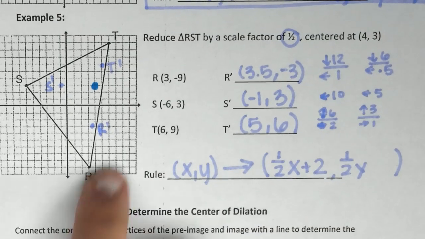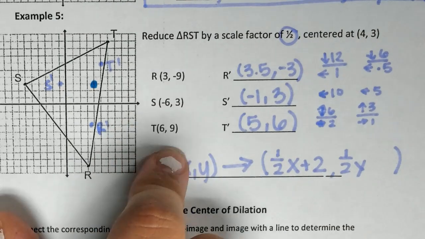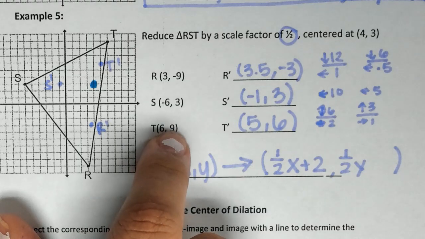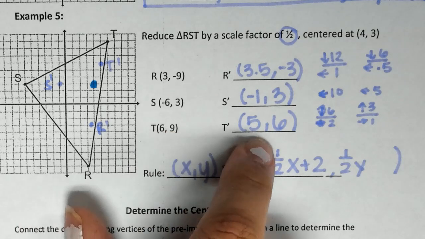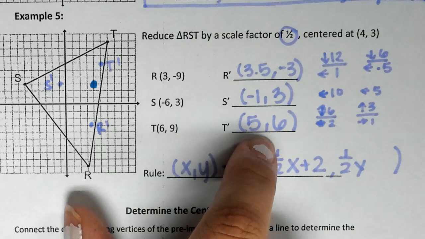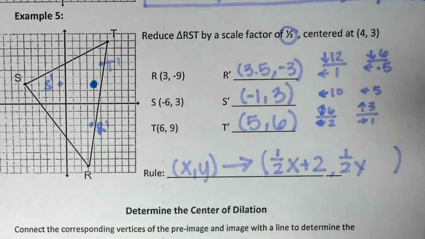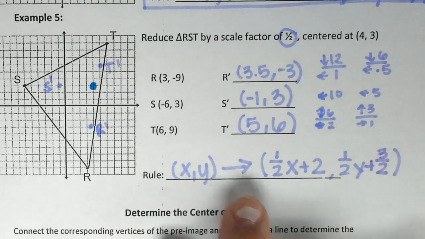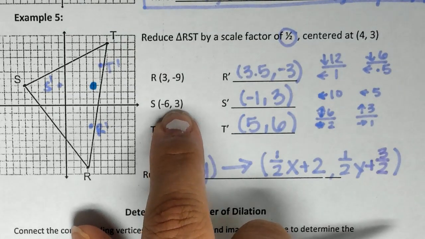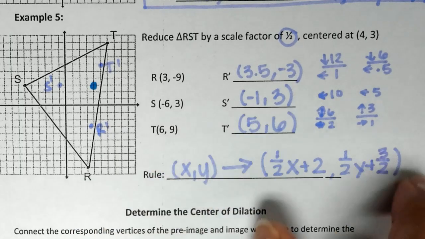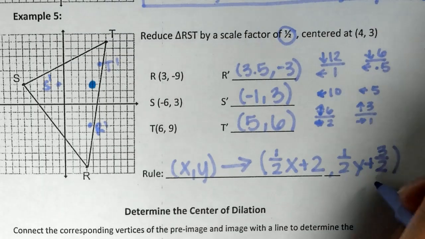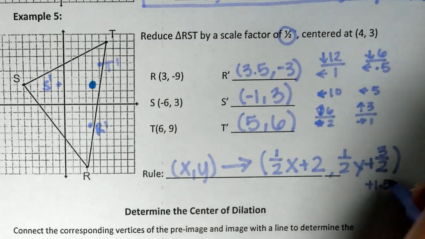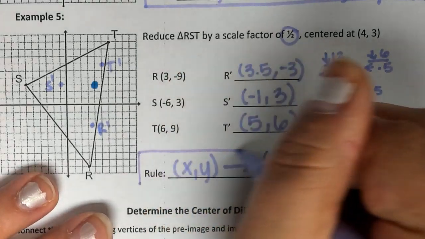Now the y's, and unfortunately all these y's are odd. So what is half of 9? 4.5. How do I get to 6? And I'm going to do a fraction. What is 1.5 as a fraction? 3/2. Half of 3 is 1.5. How do I get to 3? Plus 1.5, which is 3/2. So it works. This is our rule.